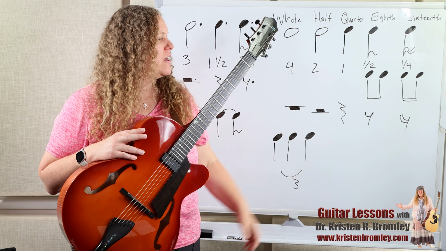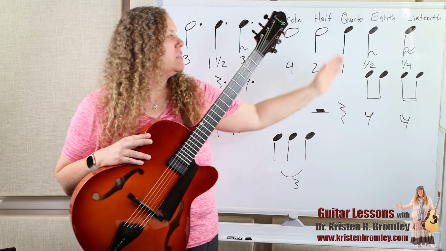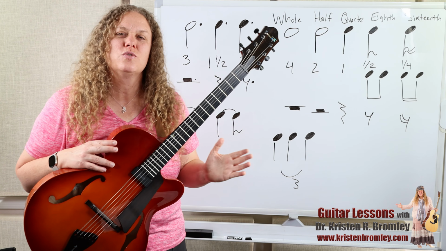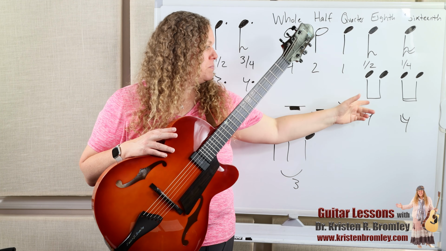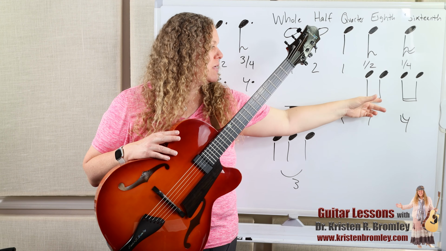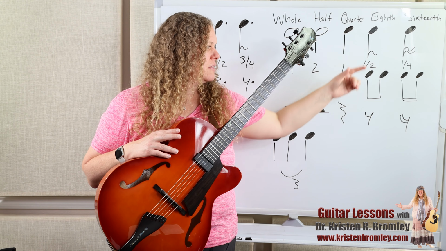So each of those values goes like that. Now with our eighth notes and our 16th notes and any other notes that might have a flag, we can also beam them together alternatively. So when we have 2 eighth notes back to back, for example, we can have them just with a beam across instead of the flag.